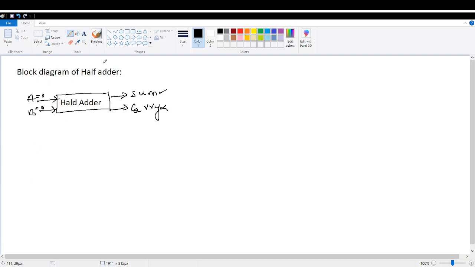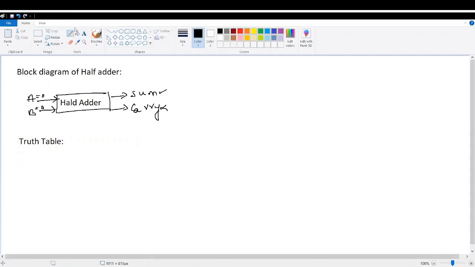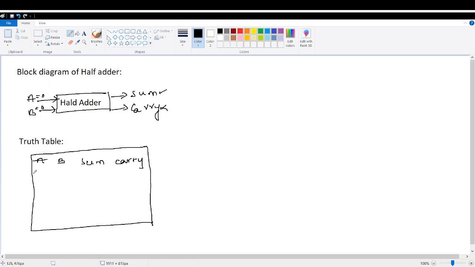Let me write the truth table now, which is the second step for me. What is the truth table? As we have already discussed, it is a table in which inputs and outputs will be there. Let me write A and B as my inputs, sum is one output and carry is another output for me. Truth table is this.